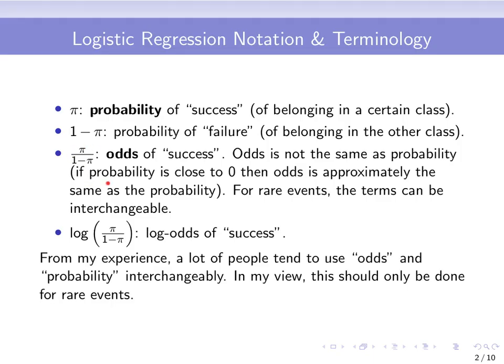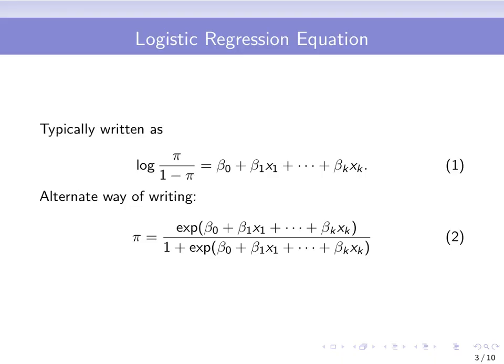Now, some people will say that if the probability is close to 0, right? So if pi is close to 0, then the denominator is close to 1. Then the odds is approximately the same as probability. So for rare events, right, the terms can be interchangeable. So that's odds, and if you apply the logarithm, so this is the natural log, the log of the odds, we call it the log odds of success. Now, from my experience, a lot of people tend to use odds and probability interchangeably. In my opinion, that really shouldn't be the case, right? That can only be done if your event is rare, but some people interchange the terms.